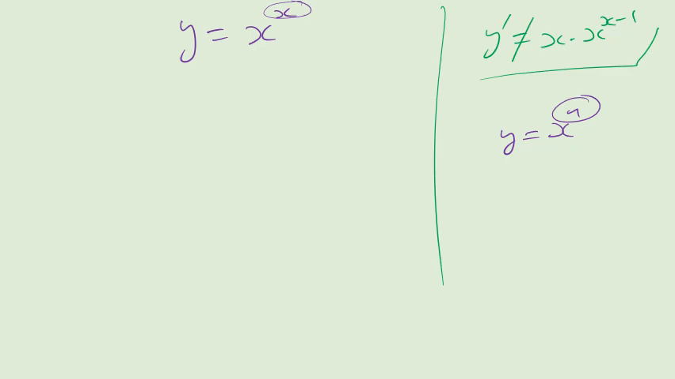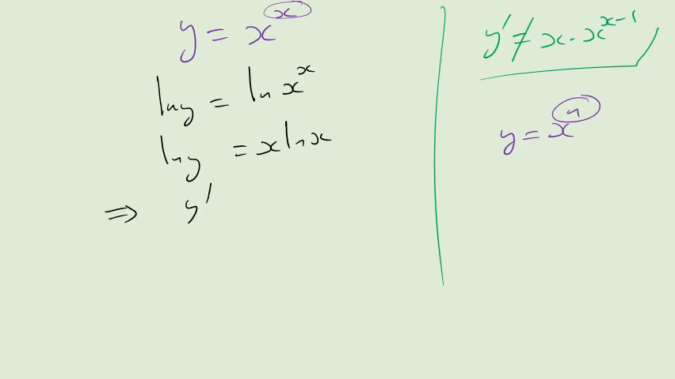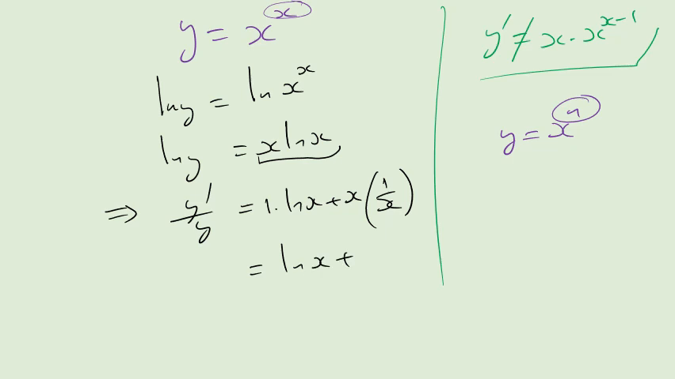So naturally, we've got x to the power x, so we say ln y is equal to ln of x to the power x. Now you know what's going to happen here. It's going to be x ln x. If I differentiate with respect to x, I'm going to get y prime over y. But here, it's a product. So I'll have 1 times ln x plus x times the derivative of ln x, which is 1 over x. So my answer here would be ln x plus 1. Eventually y prime is y times (ln x plus 1), but y is x to the power x. So there's your answer.